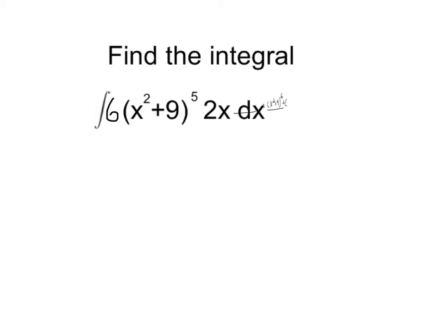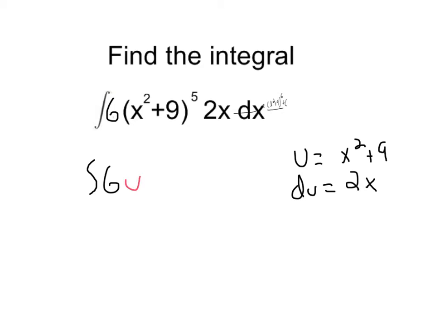To use U-substitution, you have to set u equal to what the in was in the chain rule. So for this example, u would be equal to x squared plus 9. That's what the in was. The derivative of u would be equal to 2x. So I can substitute back into that integrand and rewrite it as the integral of 6 times x squared plus 9 to the 5th, but x squared plus 9 is u to the 5th, and 2x dx is equal to du.